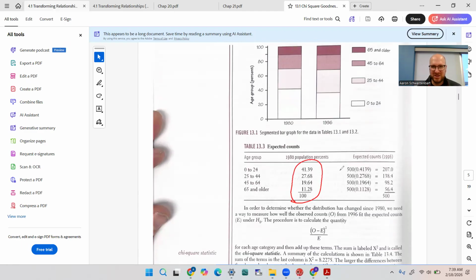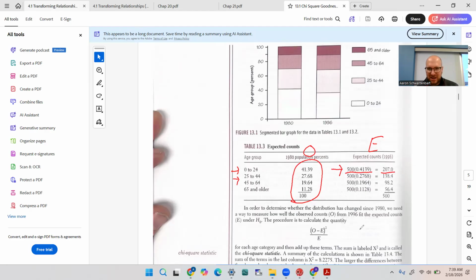We need to not do these in percents. We need to do them in actual numbers. So there were 500 in my survey, so I expect 207 from the 0 to 24 group. So we just multiply the percent times the number in our survey, and we get each expected value. The chi-square formula, and you do this for each line in the table, is observed minus expected squared over expected. And then you add them all up.